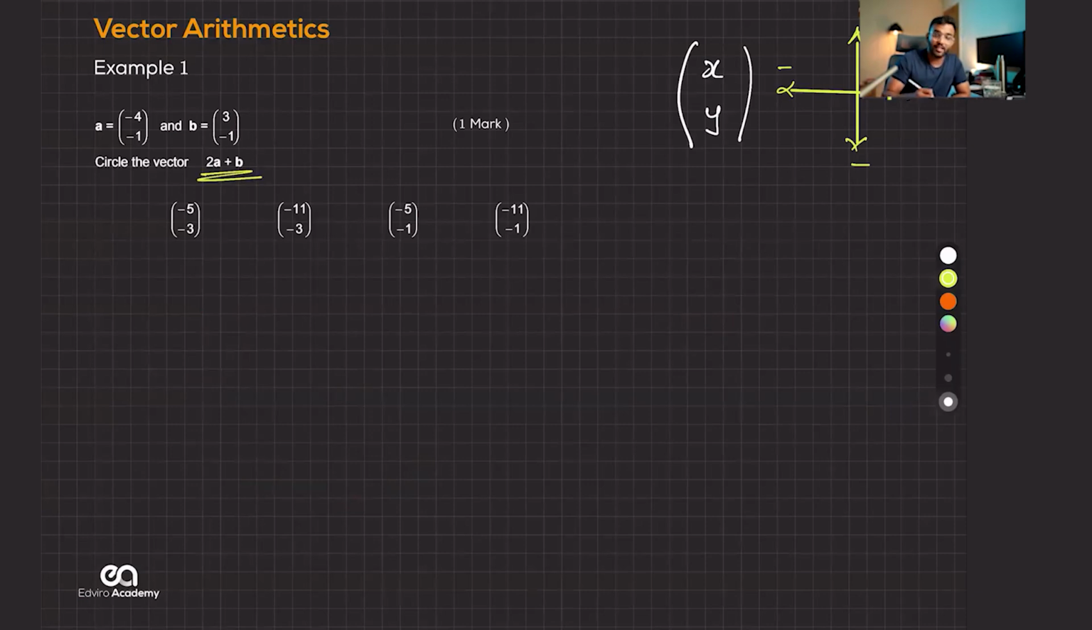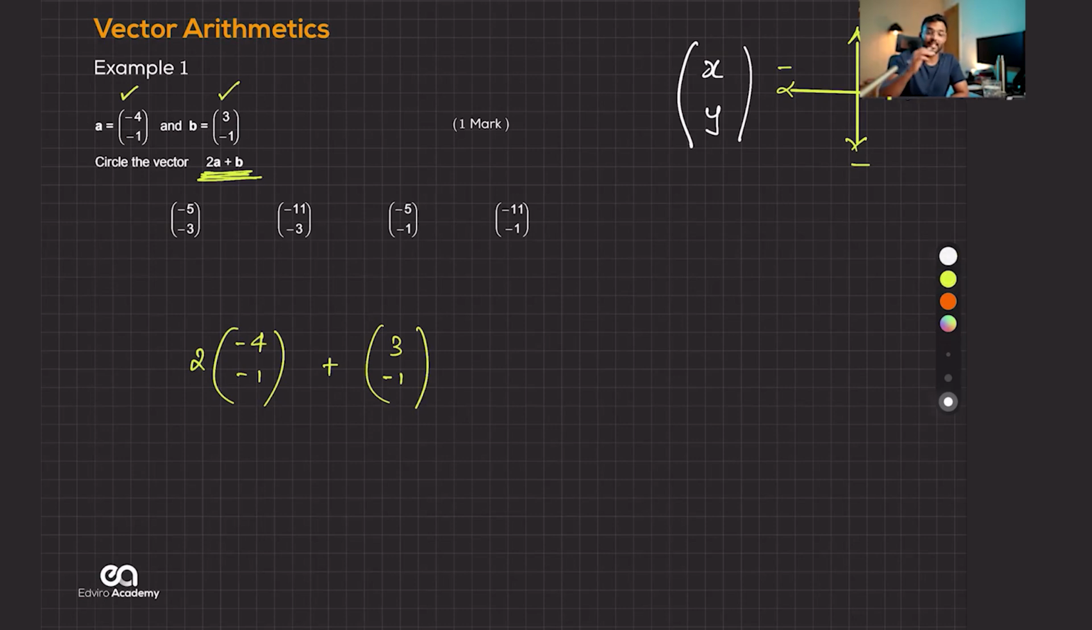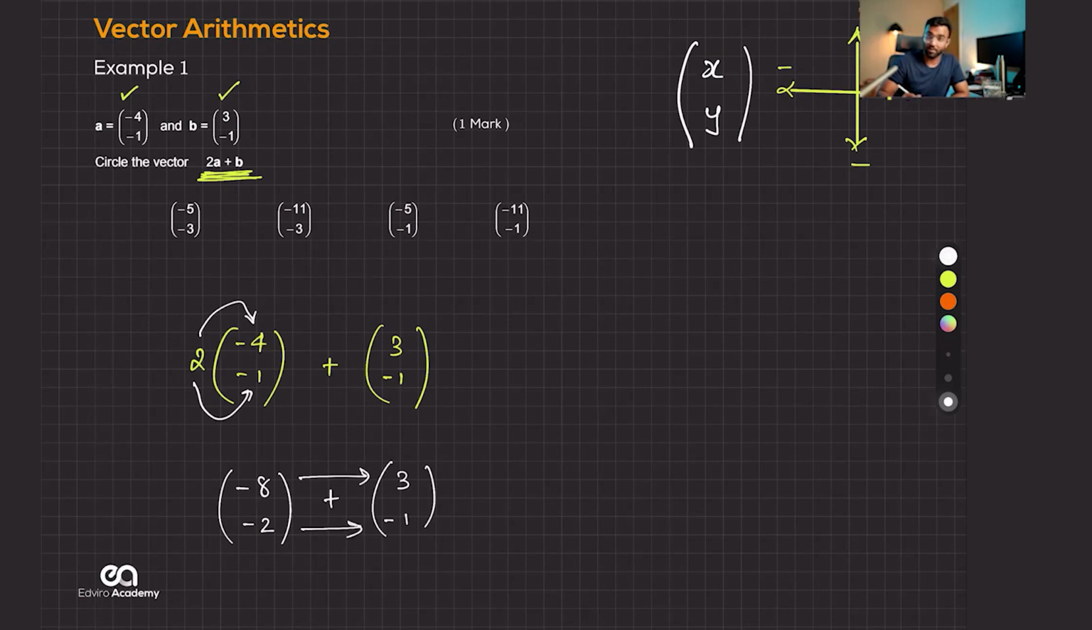So circle the vector 2A plus B. This means 2 times (-4, -1) plus B, which is (3, -1). This is how you would write it. You see A is given there and B is also given to us. So now all you need to do is expand this bracket. It's kind of like expanding the bracket. The 2 will multiply in like this. So that'll be -8 and -2, plus 3 and -1. And you're adding top to top and bottom to bottom. So that would be -5 and -3.